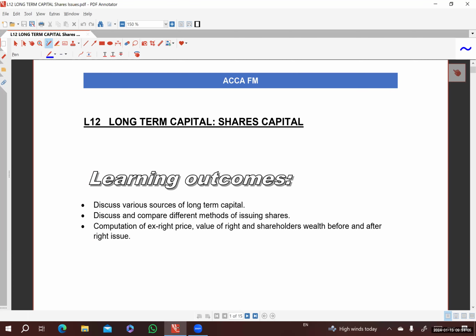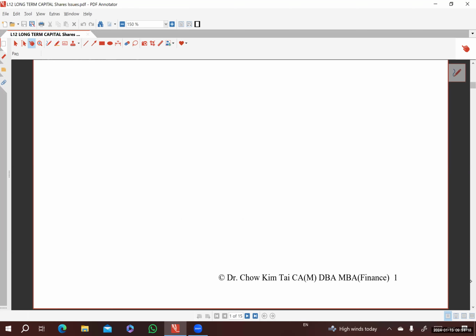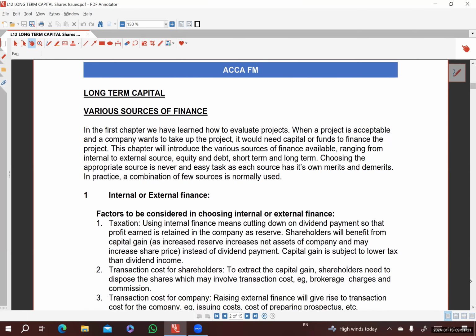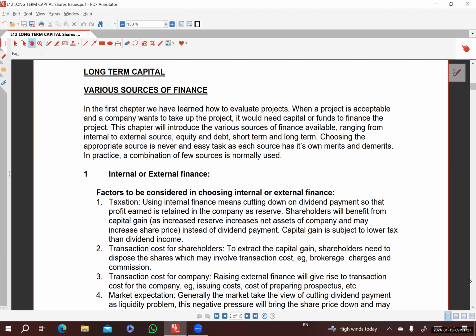For lecture 12, first we look at different sources of capital. Then we look at different methods of issuing shares, focusing on right issue. Now, various sources of long-term capital. We can have internal finance, we can have external finance. Internal finance means the company made profit, you pay out dividend, the balance is the retained earnings. So the retained earnings can be used to finance the business's future operation. So retained earnings is internal finance.